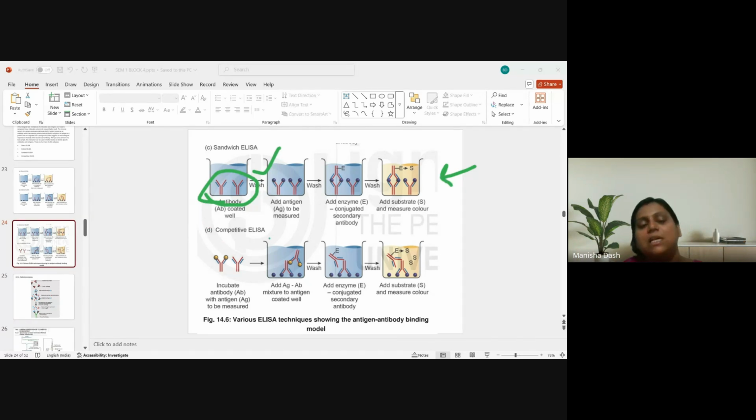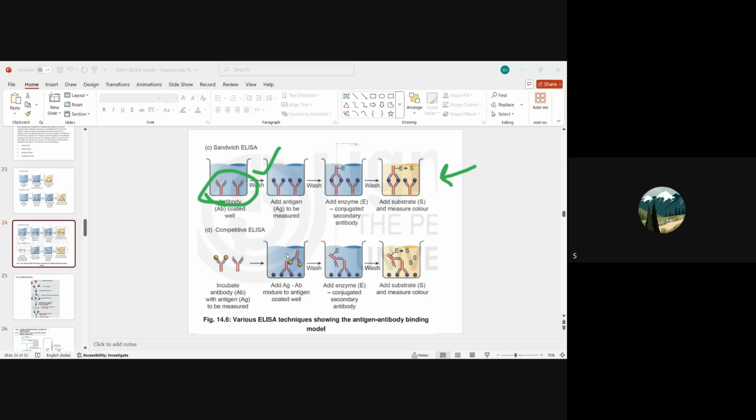See, antigen means any kind of proteinaceous molecule, and the antibody is complementary and will bind to the antigen. The same thing is used in any kind of detection kit, including your pregnancy kit. In the pregnancy kit, we are targeting HCG, human chorionic gonadotropin hormone, which is a mandatory hormone released during pregnancy. The sandwich technique is also the same.